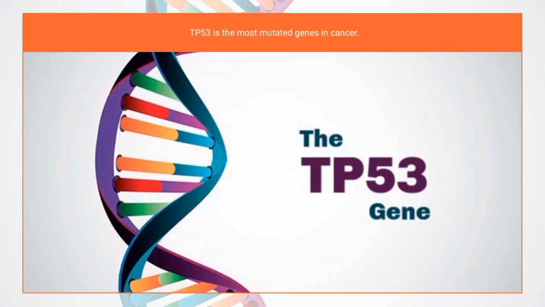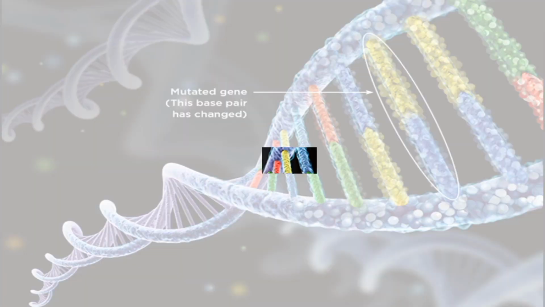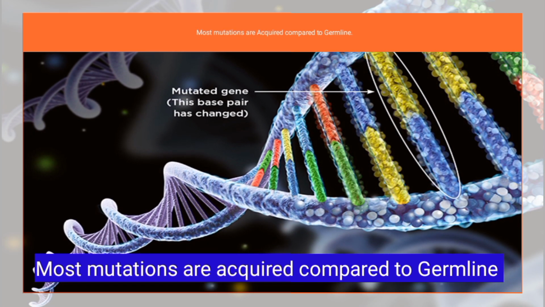P53 or TP53 is the most mutated gene in patients with cancer. About 50% of cancer cases have a missing or damaged P53 gene, and most of these mutations are acquired. Something to remember, as I said earlier, most mutations are acquired compared to germline. And also research has shown that most patients who carry these genes are at an increased risk of developing other types of cancers.